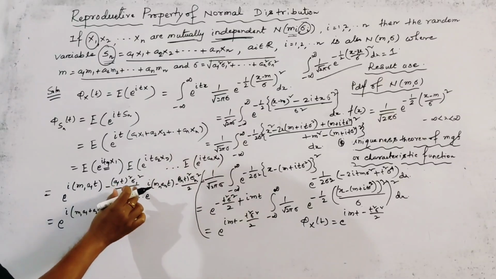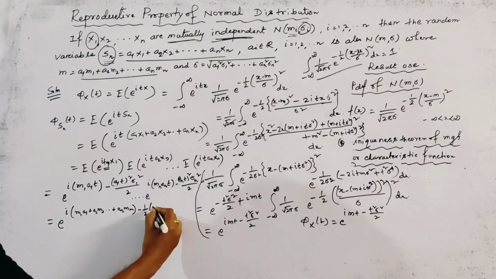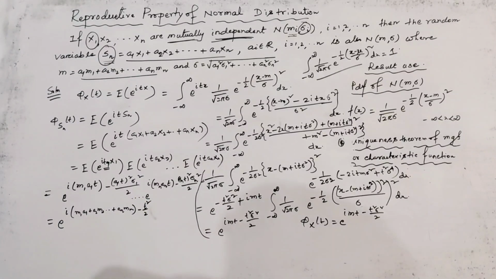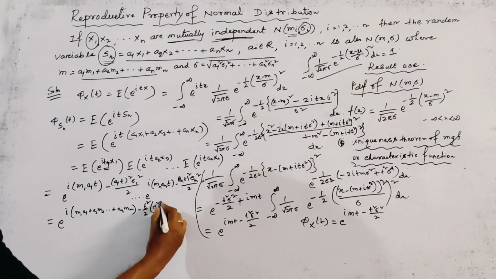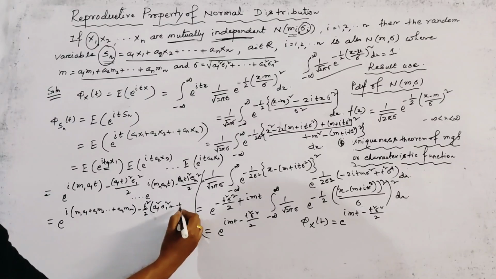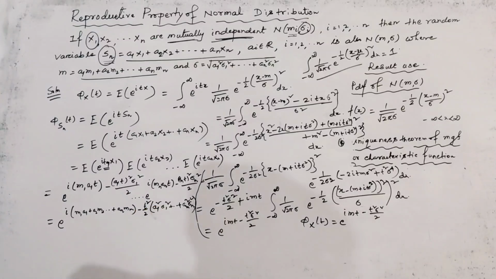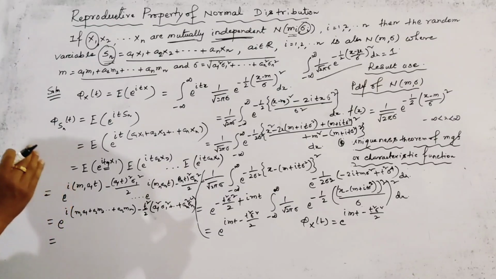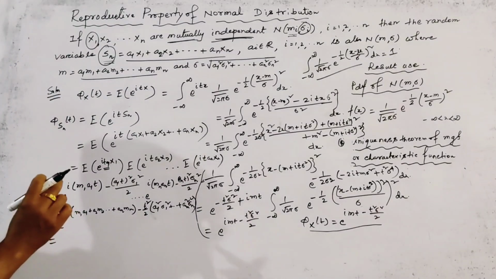And from the second term we get half into, we write t square by 2 because this is t square by 2 into sigma square. So we write here in the bracket a1 square sigma 1 square plus and so on, an square sigma n square. Okay, and clearly this is nothing but similar to the characteristic function of the normal distribution, but here two changes are there.